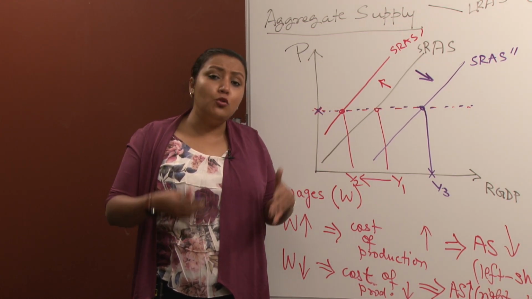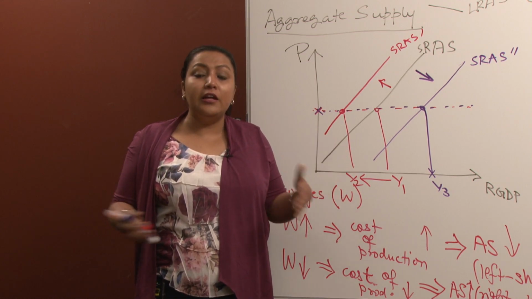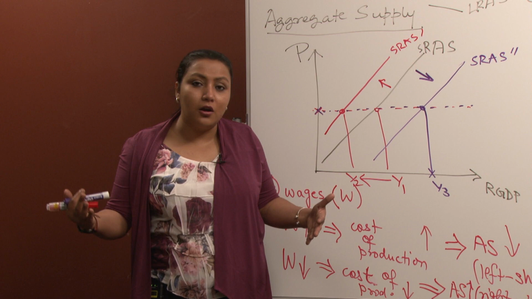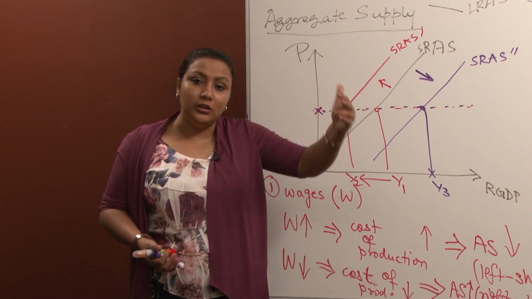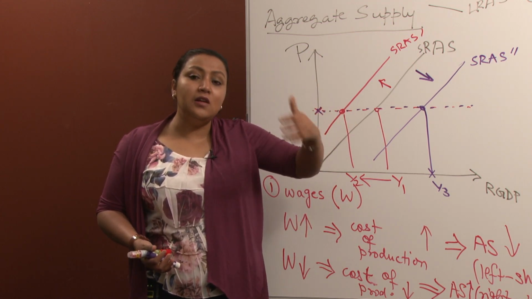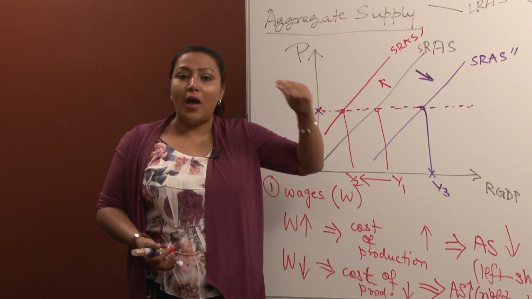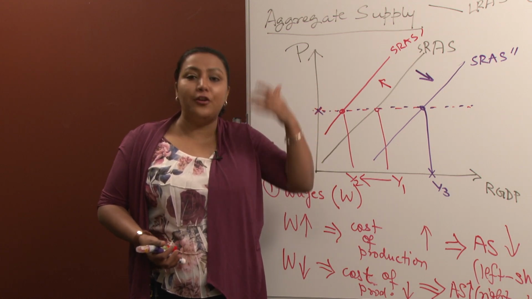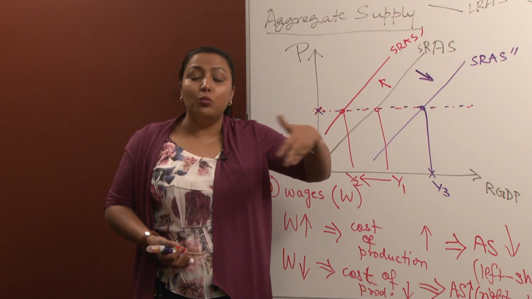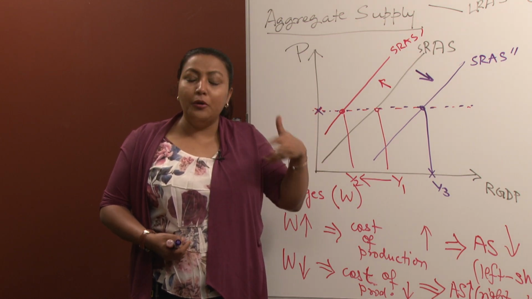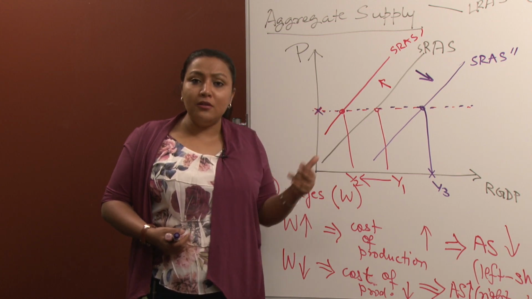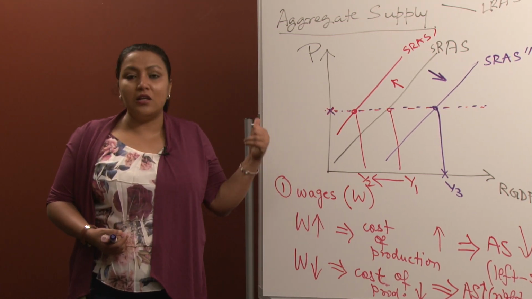Now, if you want to expand your business, it is always easier to hire a new worker than buy a new machine, which means it is easier to add to labor than to add to capital. So, that is why in the short run, labor is the variable input. It is the one which is being increased or decreased, but capital is the one which remains fixed in the short run.